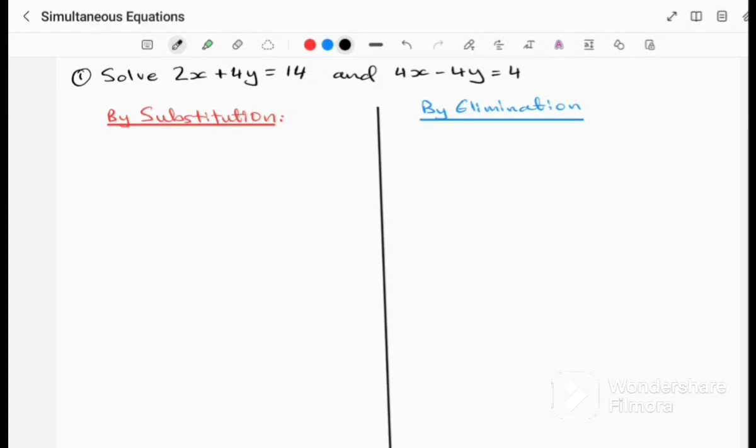Welcome to today's video. In this video, we're going to go over simultaneous equations and some examples. So let's dive right into it and look at what simultaneous equations are. Simultaneous equations are linear equations.